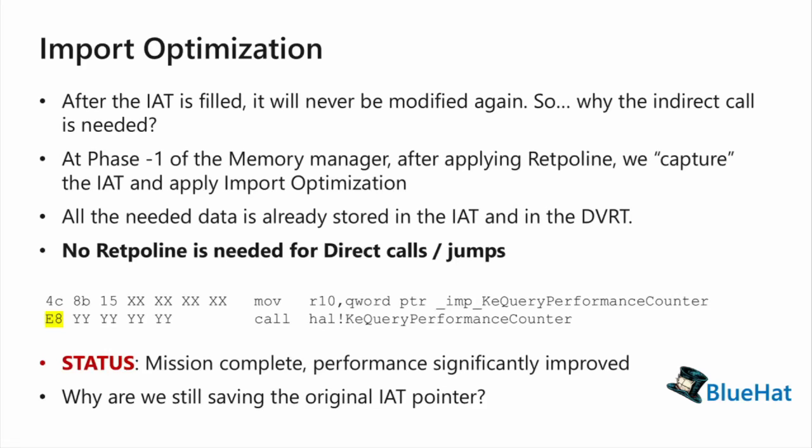In this case, we can see the new code that uses import optimization. As you can see, there is a direct rel32 call, meaning that the function is called directly, and there is no speculation feasible in this case. And we found that the mission was complete, because the performance improved a lot. If you have seen, we are still saving the original pointer. We will see in a while why we do that.